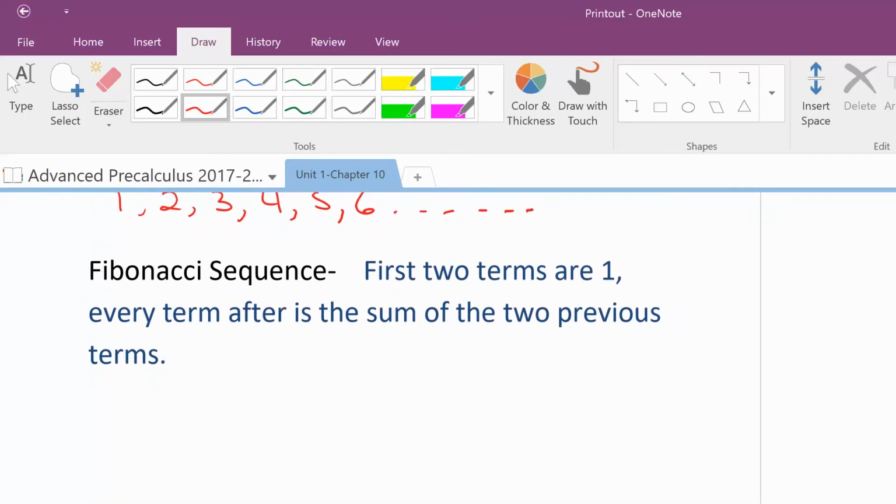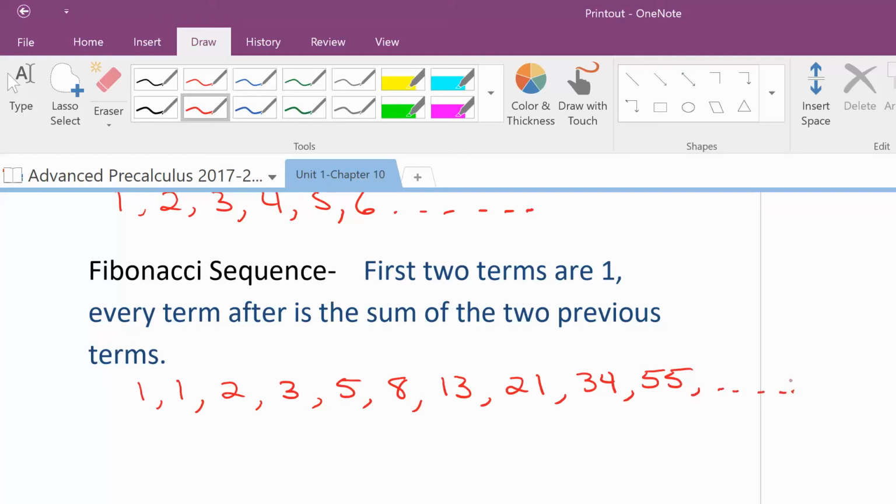The most famous infinite sequence is what's called a Fibonacci sequence. That's where the first two terms are 1, and then every term after it is the sum of the previous two. So the next term, 1 plus 1 is 2, 1 plus 2 is 3, 2 plus 3 is 5, 3 plus 5 is 8, 5 plus 8 is 13, 8 plus 13 is 21, 13 plus 21 is 34, 21 plus 34 is 55, and so on.